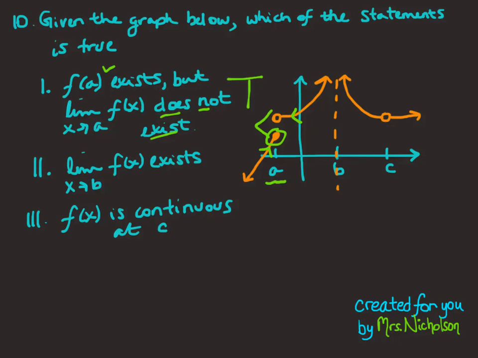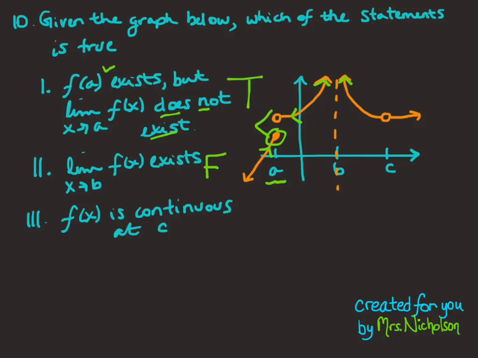Next statement says the limit as x approaches b of f of x exists. Well, at b, you can see that we've got an asymptote. On both sides of it, we are going to positive infinity. But even though both sides are headed towards the same value, infinity is really not a value. And so whenever we're headed to infinity, the limit does not exist. And so this is false. There is no limit at x equals b.